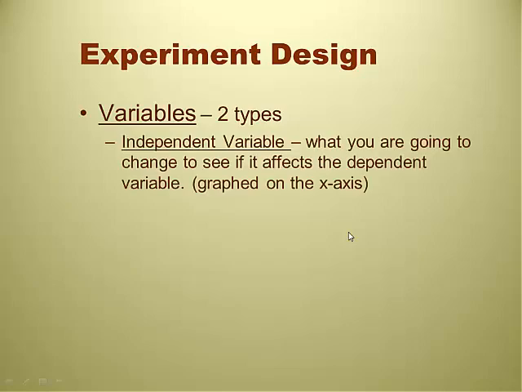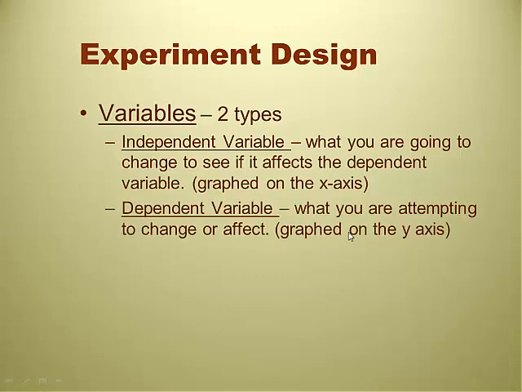Experiment design. Know the definition, and know the differences between variables. There are two types of variables. The independent variable is what you are going to change to see if it affects the dependent variable. It is the variable you can manipulate, and it gets graphed on the x-axis. The dependent variable is what you're attempting to change or affect. It's usually graphed on the y-axis.